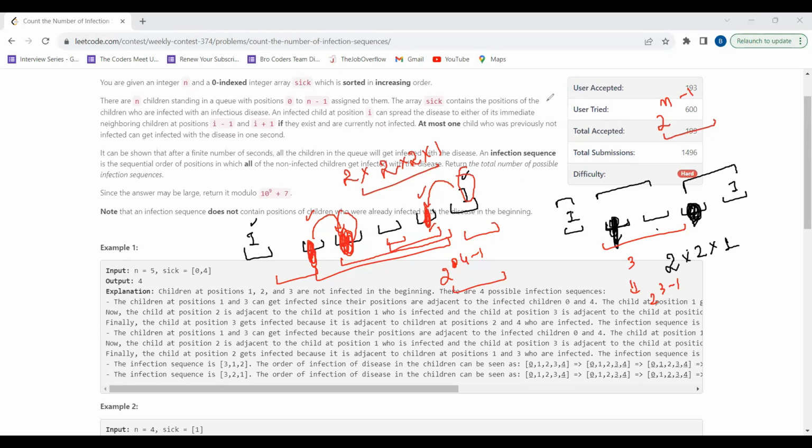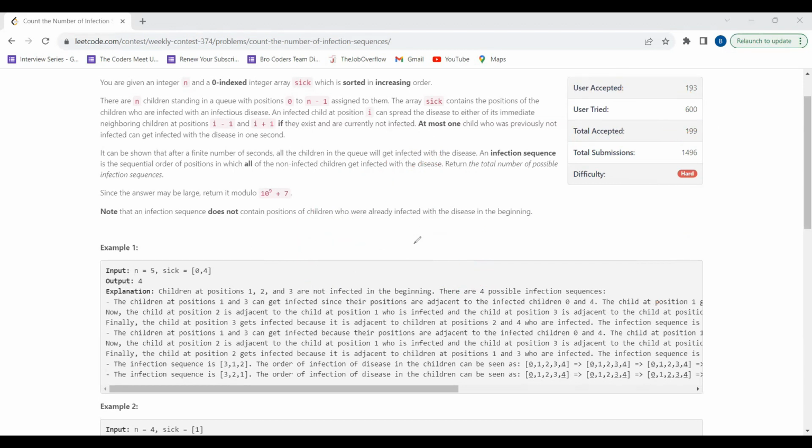So if we have got n spaces between two infected people, what is the total combination of infected sequences we can have? 2 to the power n minus 1. Now suppose we have got different subsequences: 4 spaces, then 3 spaces, then again 3 spaces.